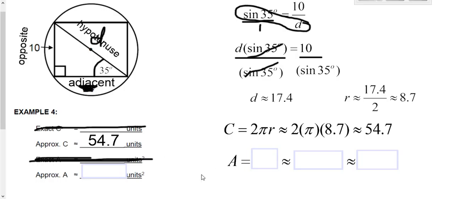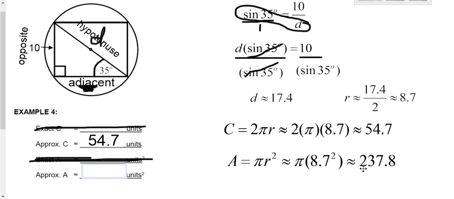Now remember, area is square units, and it has the square in the problem. That's where we get the square units from, squaring this radius, these units, whatever they were. In this case, they didn't put them. So pi times the radius squared, pi times 8.7 to the second power rounds to about 237.8.